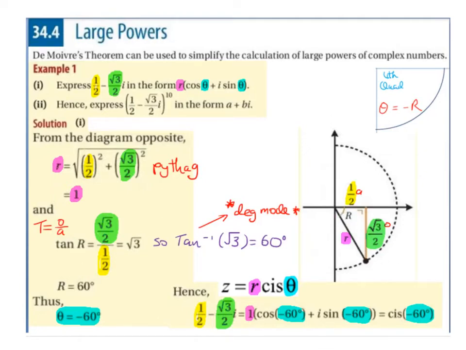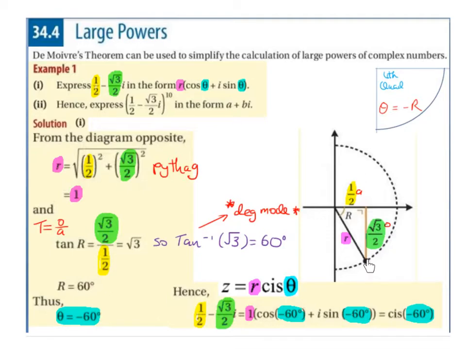Next we're going to use SOHCAHTOA, specifically TOA, to find the reference angle. So remember, this is the opposite, this is the adjacent of our reference angle. TOA is tan equals opposite over adjacent. So tan of the reference angle will be root 3 over 2 over 1/2, which gives us root 3. The inverse function of tan of root 3 is 60, and we're in degree mode. So our reference angle is 60 degrees.